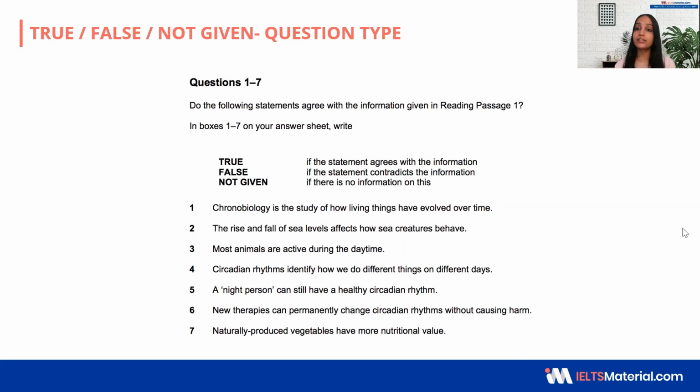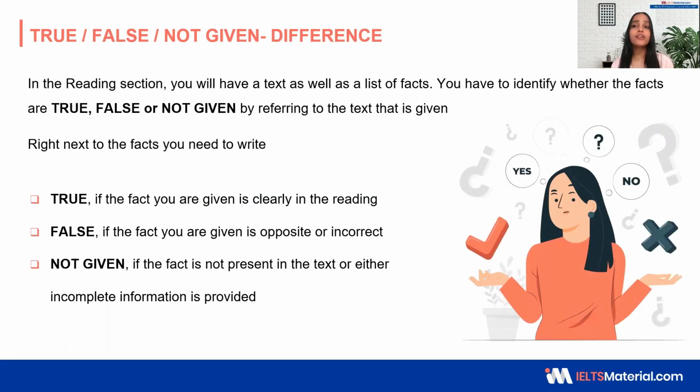Now, what is important is that we understand the difference between true, false, and not given in detail. So what do we mean exactly by true, false, and not given? So what true means is that the fact that you read in the question statement is clearly given in the reading passage. Remember that you might not find the exact words. What you need to look for is the similarity in the meaning of the entire statement.